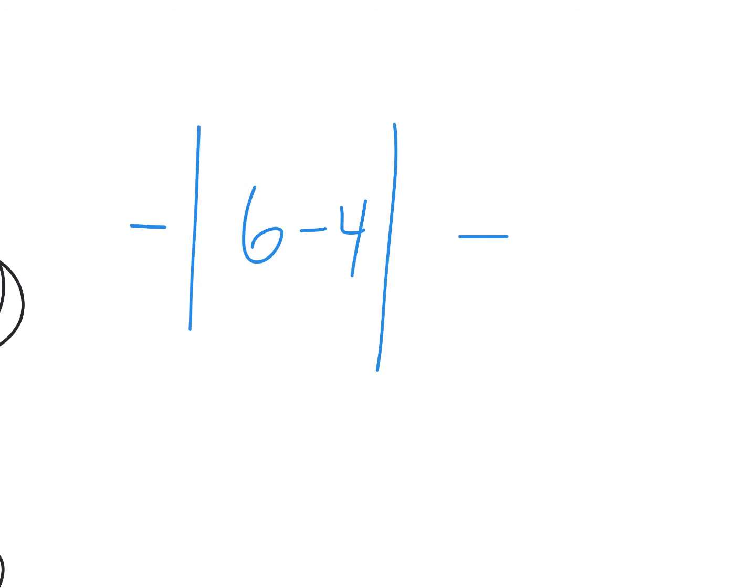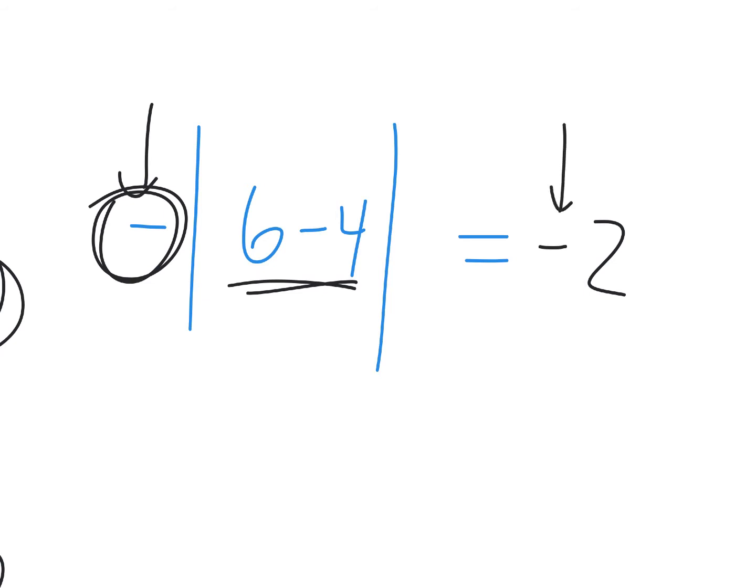So here's one that's tricky. Absolute value of 6 minus 4, absolute value with a negative in front of it. Well, then you'd start in here, and what is 6 minus 4? That's easy. What is that? 2. And then it's the absolute value of 2, which is 2. But then this means opposite of that. So what's the final answer? Negative 2.